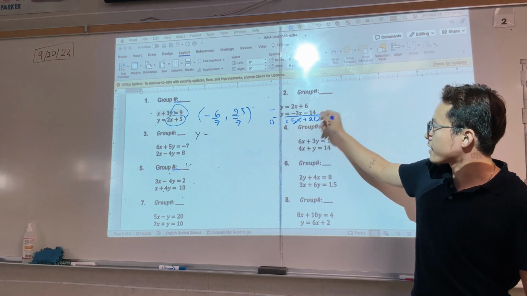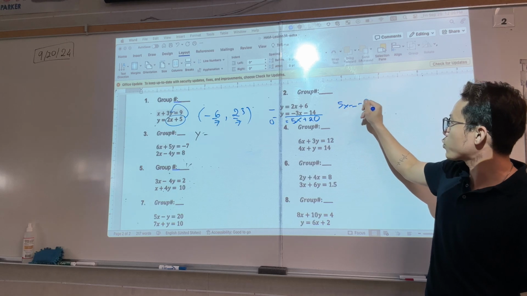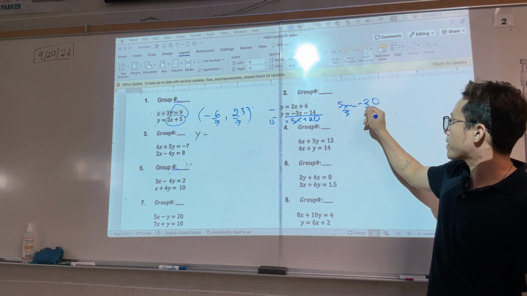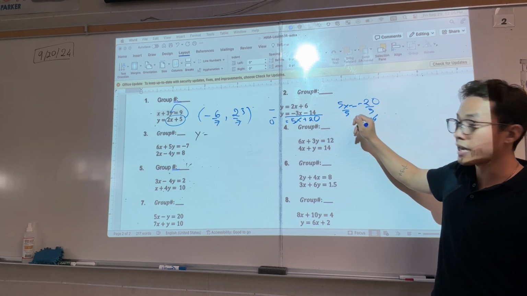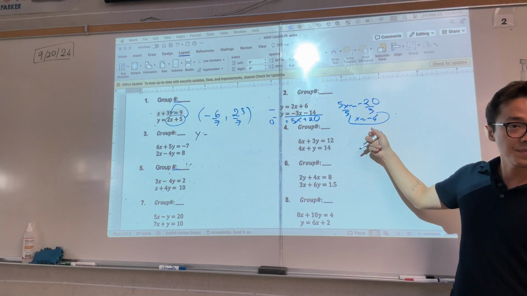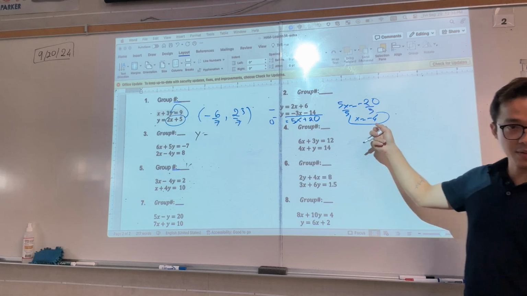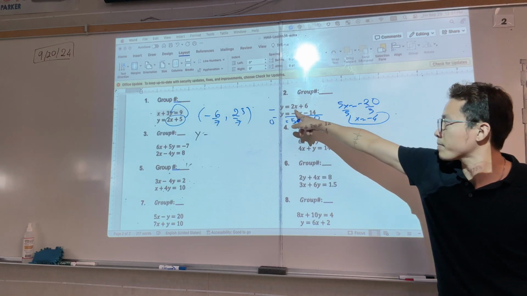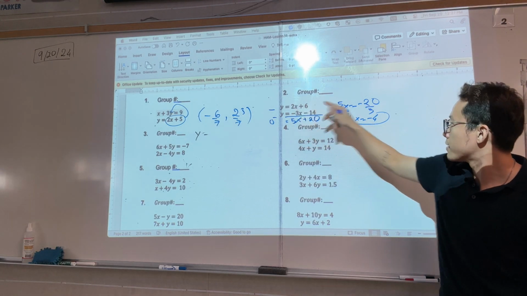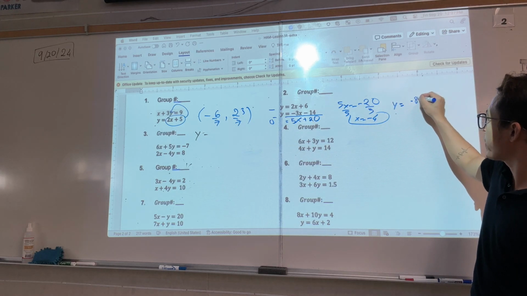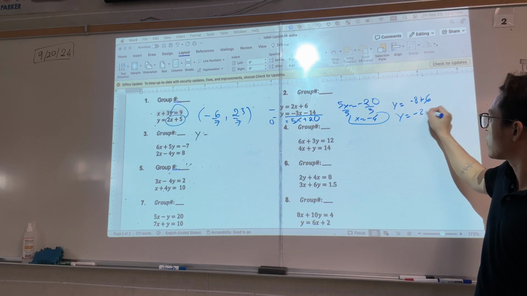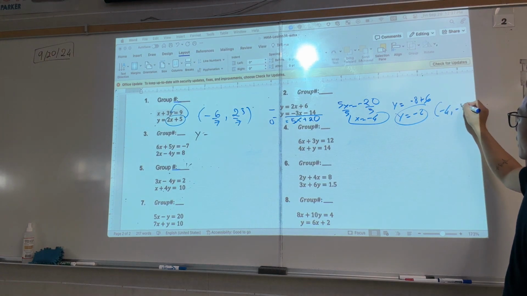Now, what is x then? 5x equals negative 20, divided by 5, x equals negative 4. Did you get x equals negative 4? Okay, negative 4, and then you can plug into any equation. This one has the smaller number. So y equals negative 8 plus 6, so y equals negative 2. So the answer is negative 4, negative 2.